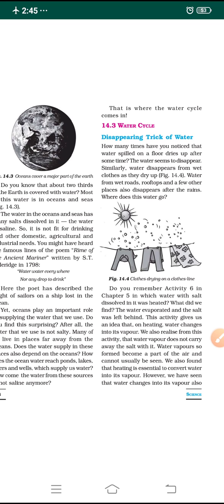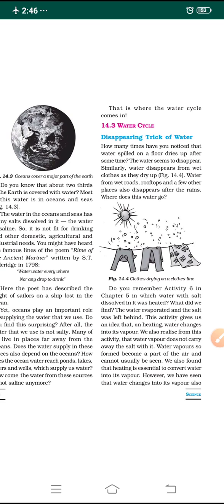The water vapor so formed becomes a part of the air. It rises up, reaches the atmosphere, becomes a part of the air, and cannot usually be seen. We cannot see water vapor with the naked eye. We also found that heating is essential to convert water into its vapor form.